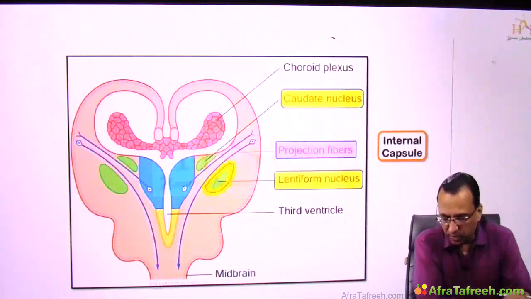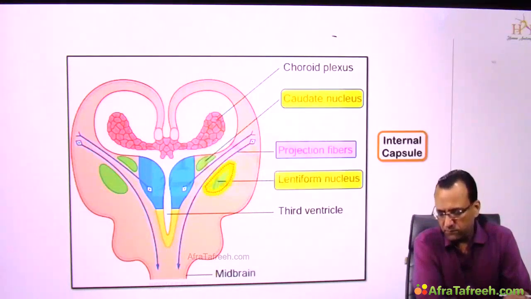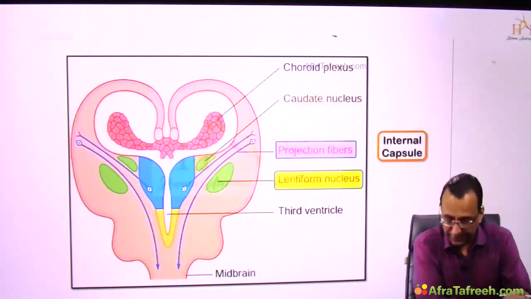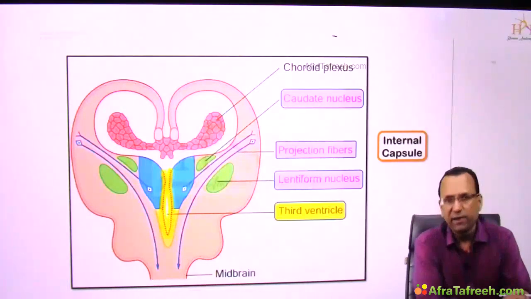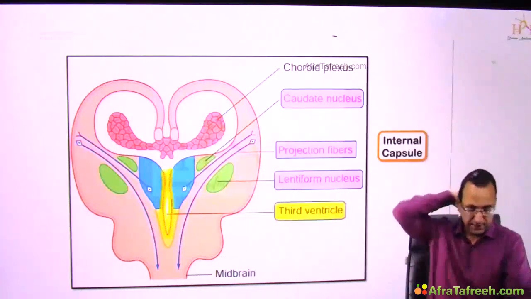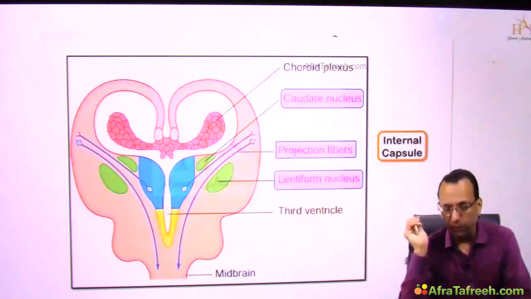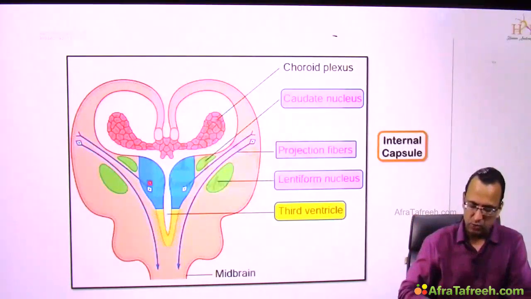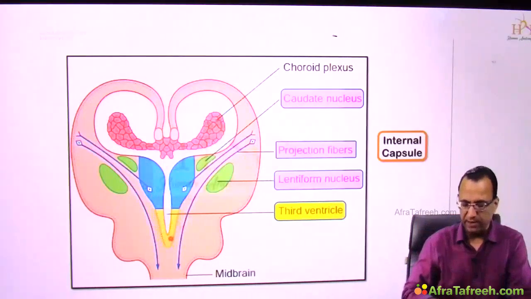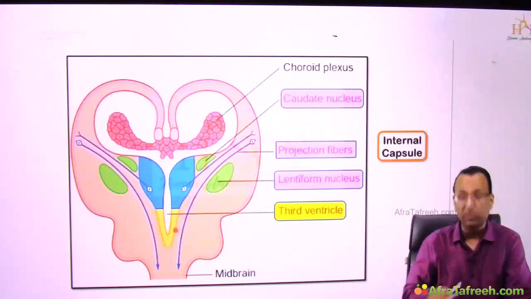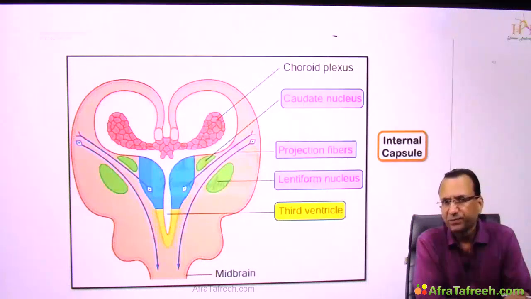And what about the third ventricle? See, lateral is the lentiform nucleus, medial is the caudate nucleus, and the third ventricle is the midline ventricle, sandwiched between them. It is sandwiched between the two thalami, and not only the two thalami but also the hypothalami. The hypothalami, which sandwich the third ventricle in the midline, also form the floor of the third ventricle.